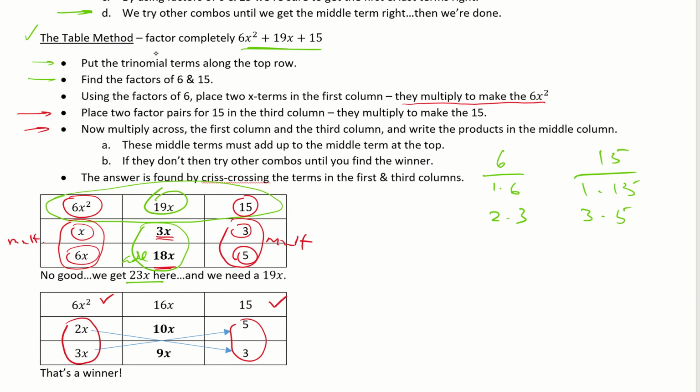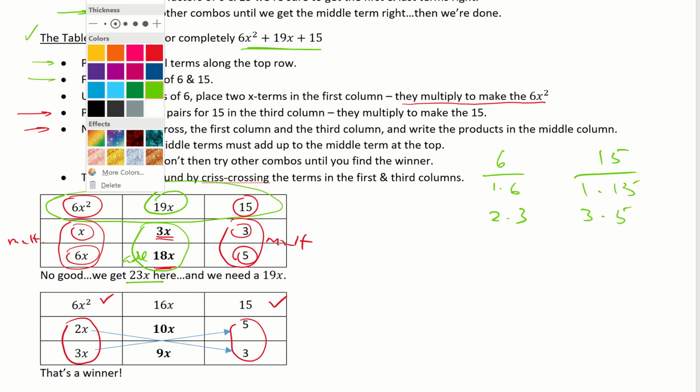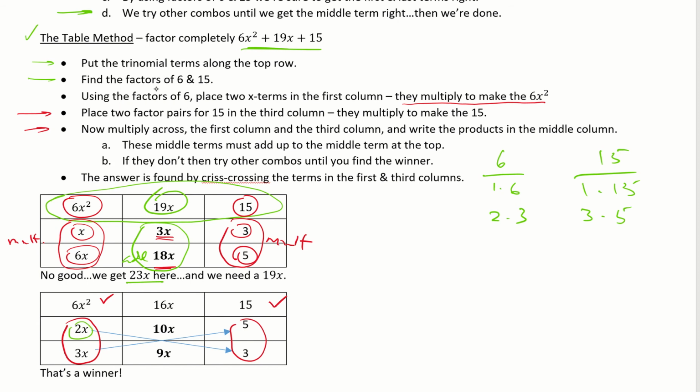And now here's the thing. When you multiply in the middle, you get the following. You get the 2x times the 5 is 10x. The 3x times the 3 is 9x. And you add them together, and I have a typo here. It's actually supposed to be 19x. Okay. When you add them together, don't make typos, you're happy. Those are the winning numbers.